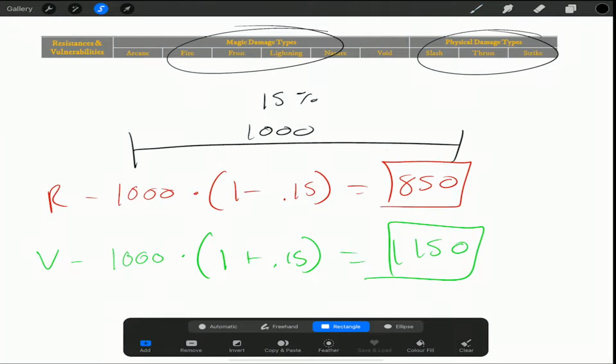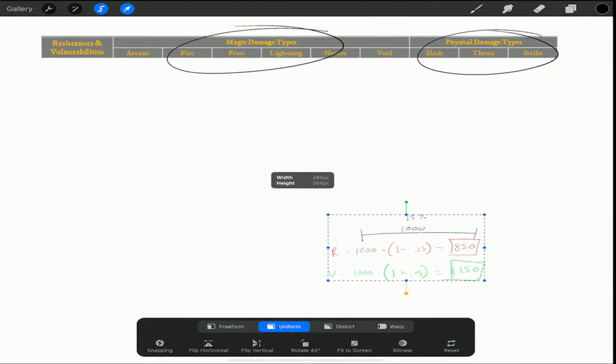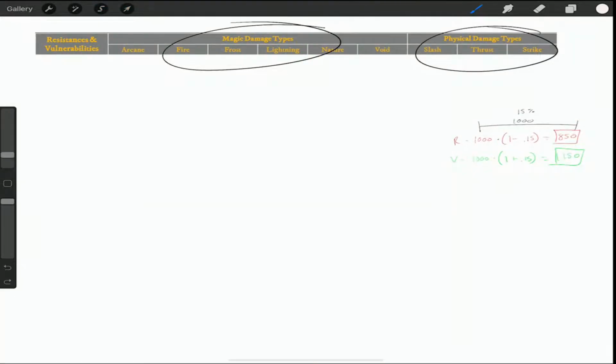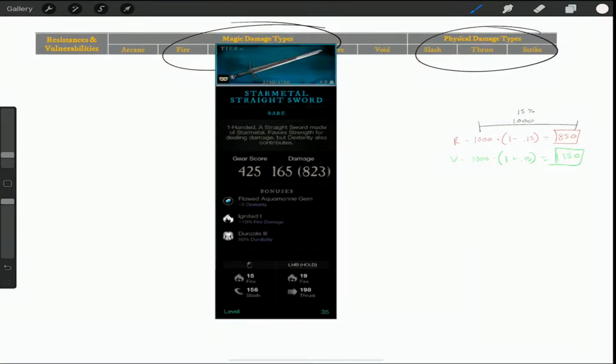But wait, you might say, Brothers, you just said that there are 2 different damage types, and right now in that example, you're only using 1 damage. Well, let me explain. I'm going to use an example weapon I found on Amazon's website. The first thing I want you to look at is the 10% fire damage modifier. This makes sense because at the bottom we have 156 slash and 15 fire.